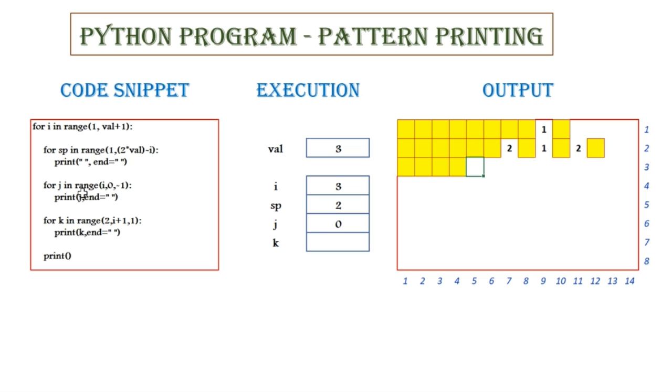For j in range of 3 comma 0 comma minus 1. So first I'm going to print the value of j, which is 3. So the value of j is 3. So I'm going to print 3 followed by a space. Next, the value of j is going to be decremented by 1. So it becomes 2. So I'm going to print 2 followed by a space.